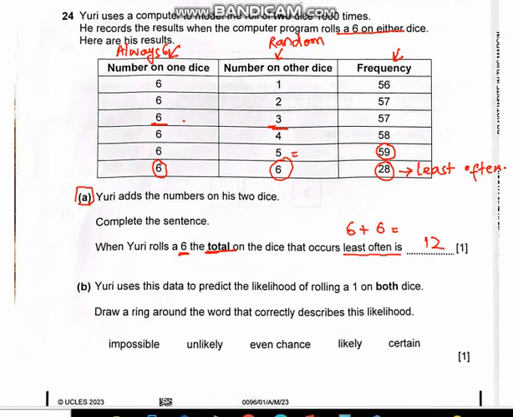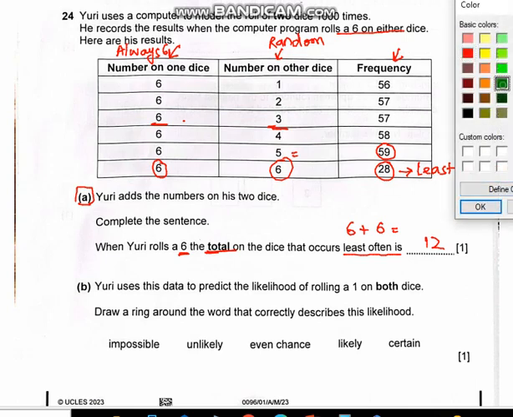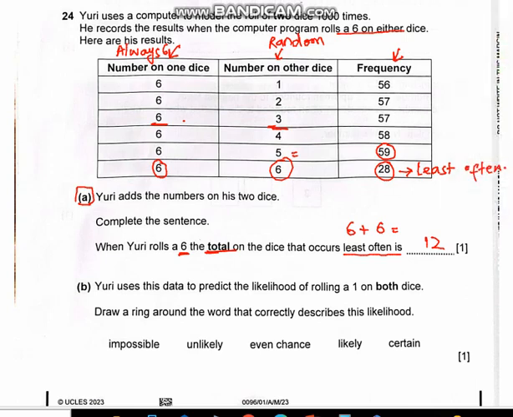Now, B part is: Yuri uses the data to predict the likelihood of rolling a 1 on both of the dice. Rolling a 1 on both of the dice is impossible. So basically, draw a ring around the word that correctly describes this likelihood.